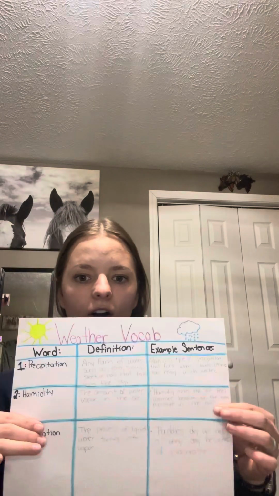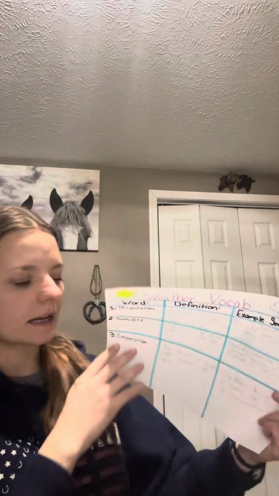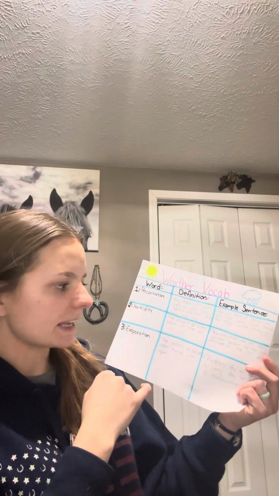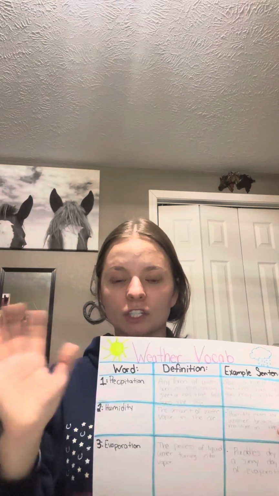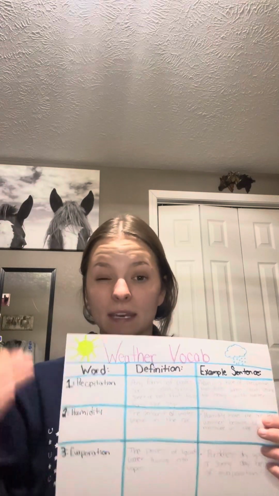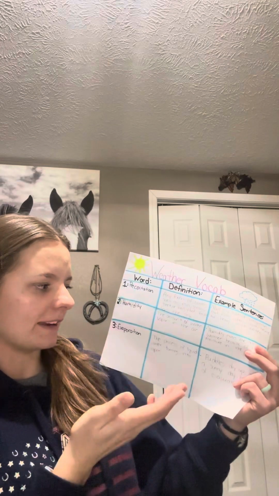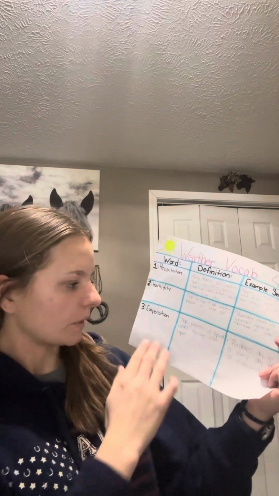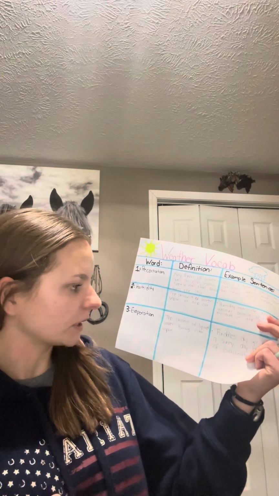And then our example sentence would be, humidity makes the air feel warmer because of the extra moisture in the air. So again, we would make a humidity gesture so they can help that get into their brains of what the humidity vocab means. Then we would move on to evaporation. So they would write that the definition is the process of liquid water turning into vapor. So we had precipitation, and then humidity, and then evaporation.